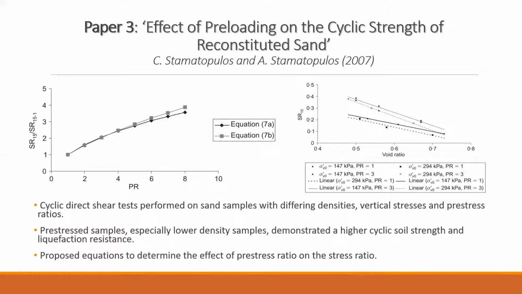They also proposed equations to calculate the effect of pre-stress ratio on the soil shear strength by considering the strength after 15 cycles for both pre-stressed and non-pre-stressed samples.